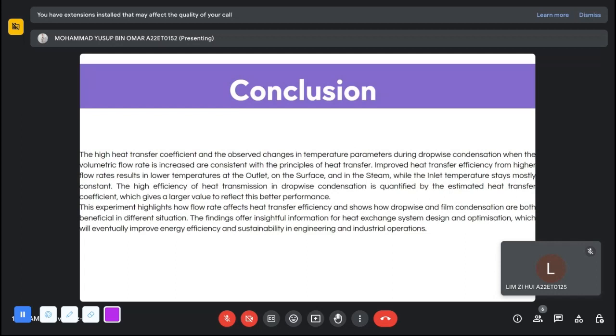This experiment highlights how flow rate affects heat transfer efficiency and shows how dropwise and film condensation are both beneficial in different situations. The findings offer insightful information for heat exchange system design and optimization, which will eventually improve energy efficiency and sustainability in engineering and industrial operations.